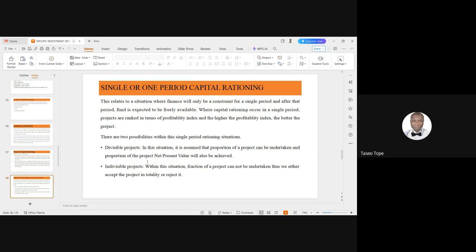So here, ranking by profitability index alone may not give the optimal combination. So sometimes we include some other approach, such as programming, the trial and error approach, or the internal rate of return, to find the best set of projects that maximizes the total NPV within the budget.